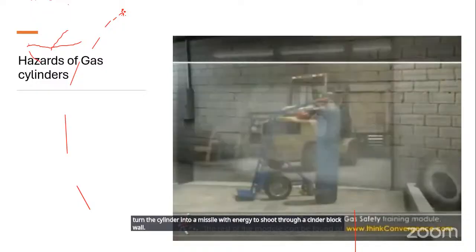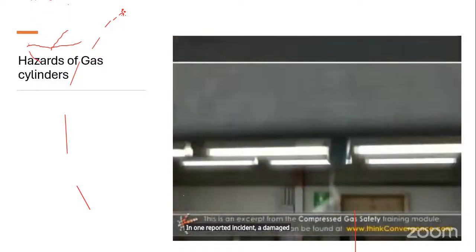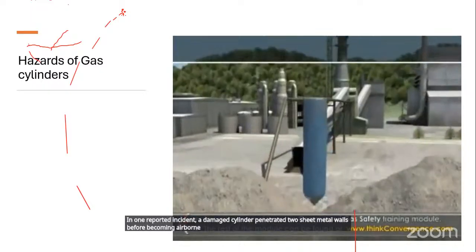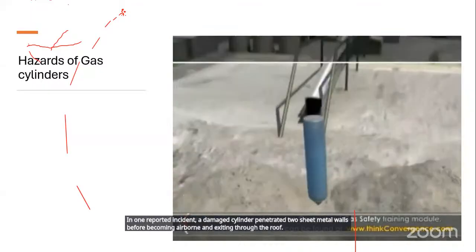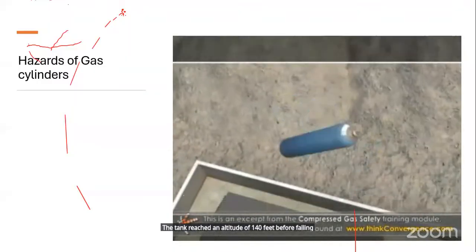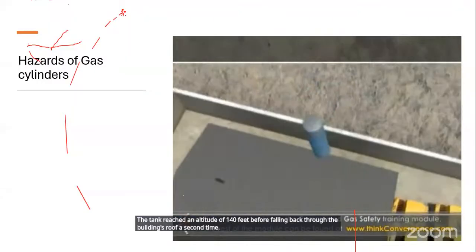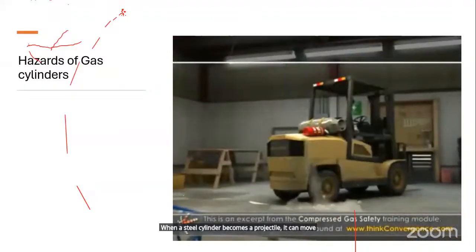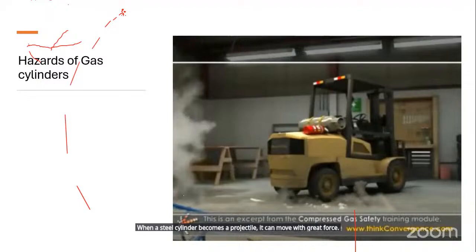In one reported incident, a damaged cylinder penetrated two sheet metal walls before becoming airborne and exiting through the roof. The tank reached an altitude of 140 feet before falling back through the building's roof a second time. When a steel cylinder becomes a projectile, it can move with great force, at high speeds, and in unpredictable directions, with the potential to cause serious or fatal injuries.